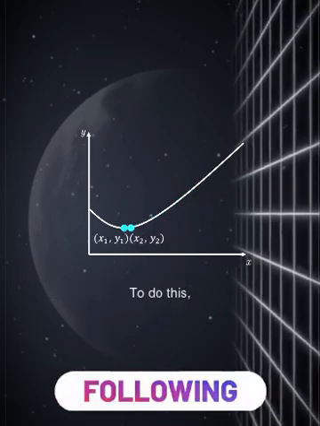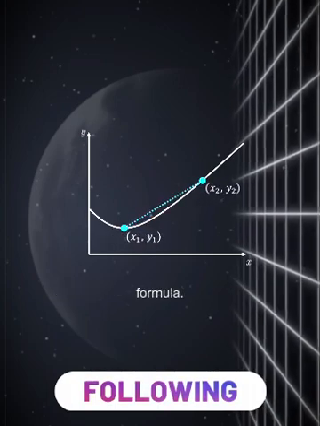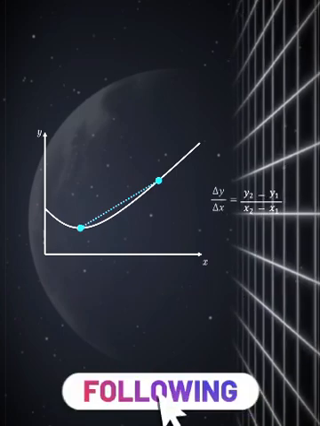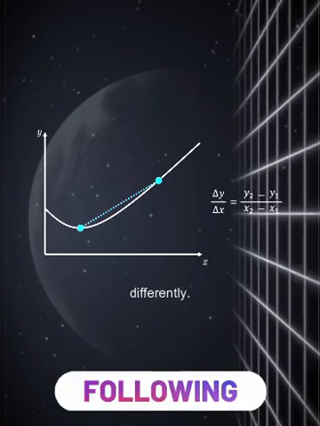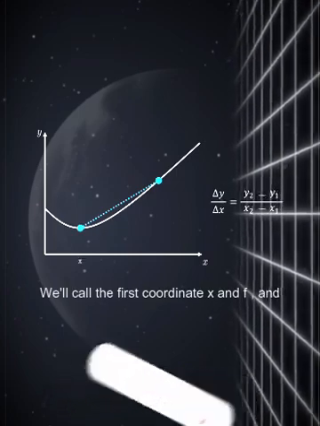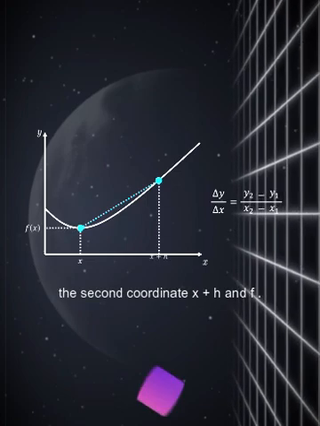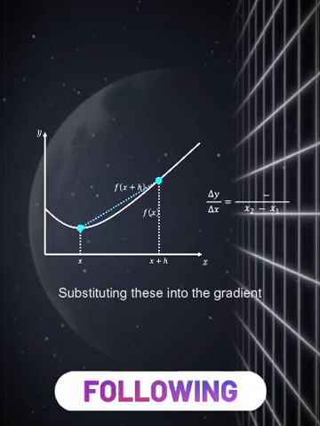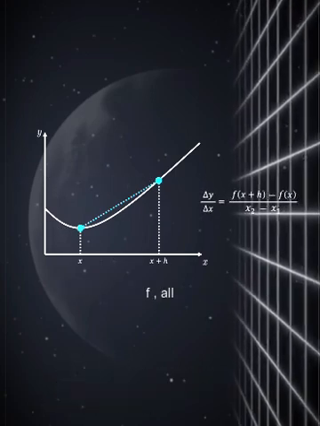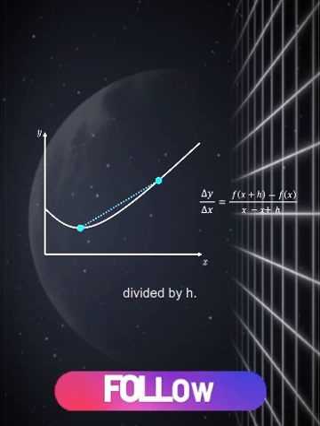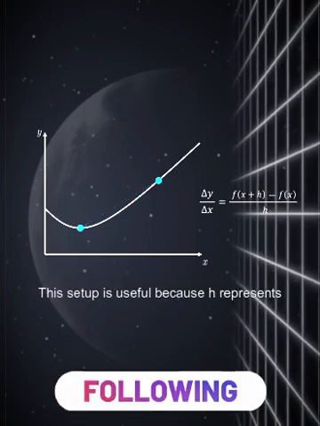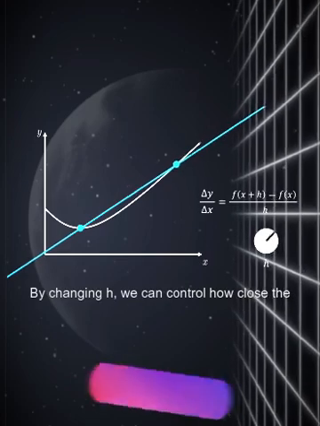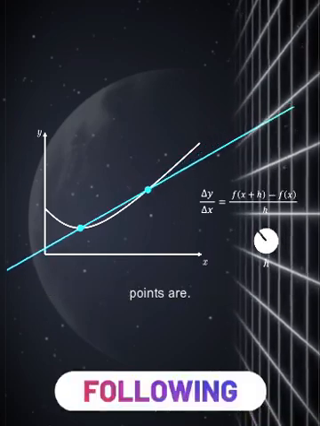To do this, let's remind ourselves of the gradient formula, the change in y divided by the change in x. Now we'll rewrite this formula slightly differently. We'll call the first coordinate x and f of x, and the second coordinate x plus h and f of x plus h. Substituting these into the gradient formula gives f of x plus h minus f of x, all divided by h. This setup is useful because h represents the small distance between the 2 points. By changing h, we can control how close the points are.